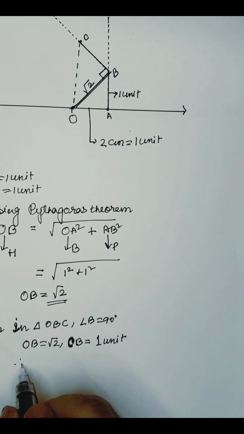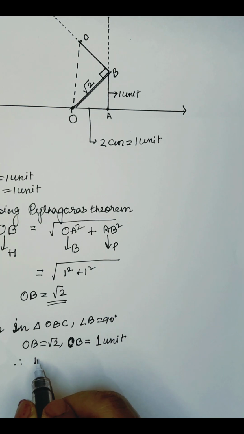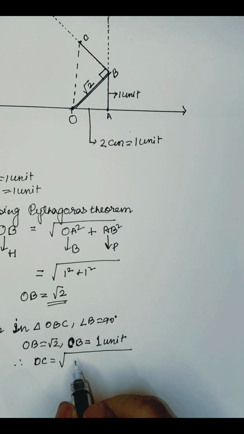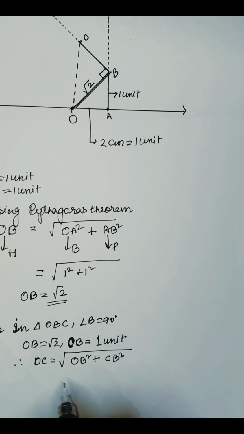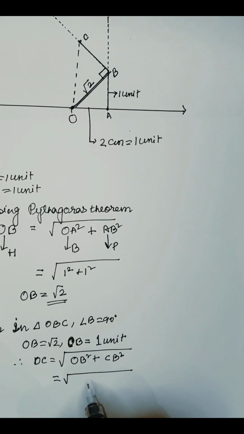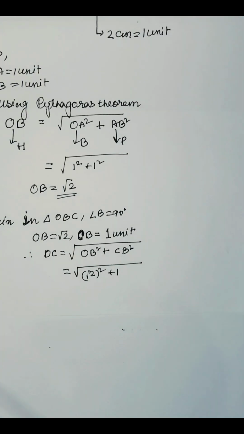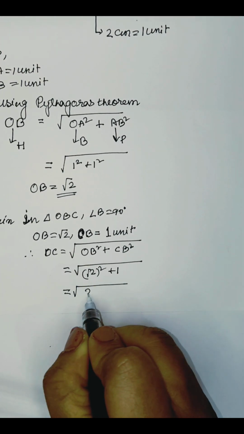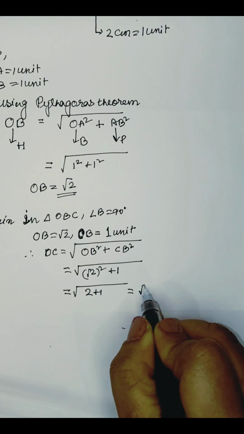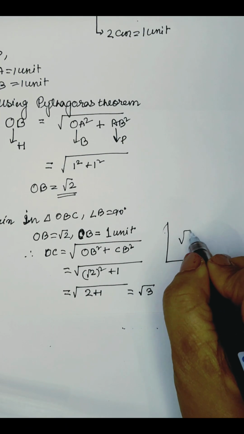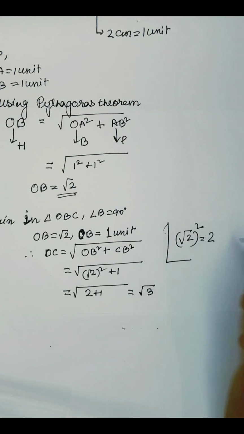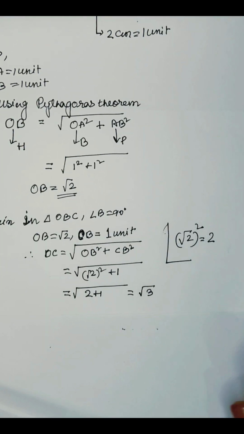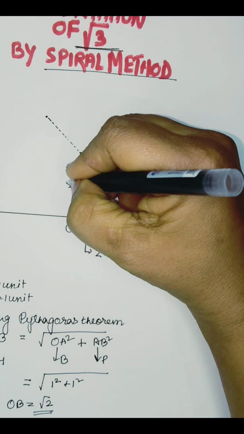Again, applying the Pythagoras theorem, we can find out OC. So, what will be OC? OC equals root over OB square plus CB square, where OB square is root 2 whole square plus 1 square means 1. So root 2 square means 2 plus 1, which is root 3. We know that root 2 square is equal to 2. So our required OC is root 3.